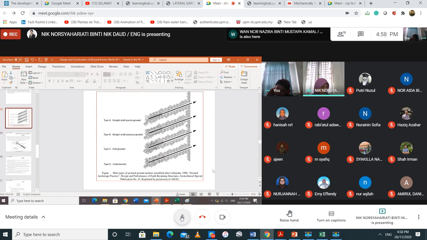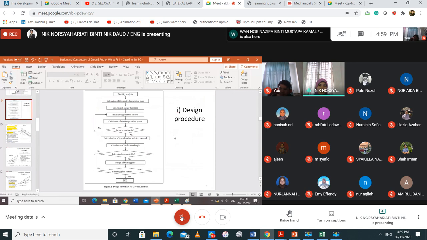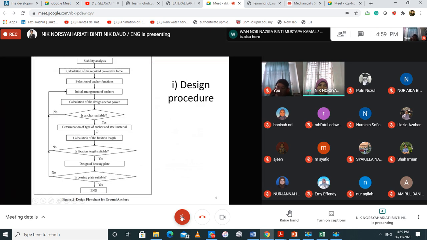It depends on there's a certain criteria lah, which is if you go through the design procedures tu tadi. Sebab design procedures tu kan ada 3 main parts that you need to consider. The first one is the arrangement of anchors. Then the second one is the type of anchor and steel material. And then the fixation length, which is the panjang paku tu. And then last is the bearing plate.